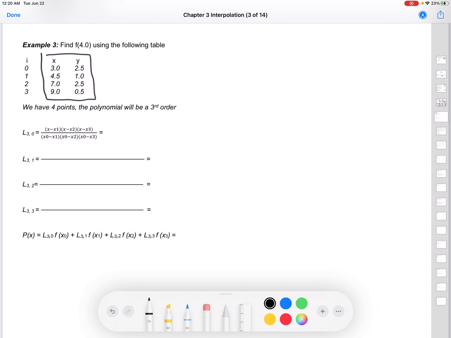Okay, and you have this one we name as x0, x1, x2, x3. You have 4 points, so your polynomial will be of third order. That's why we are saying L3. These are showing the order for the polynomial. You want to calculate L0. So what will be in L0?